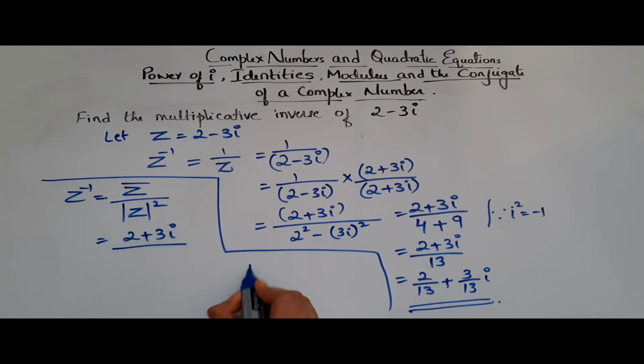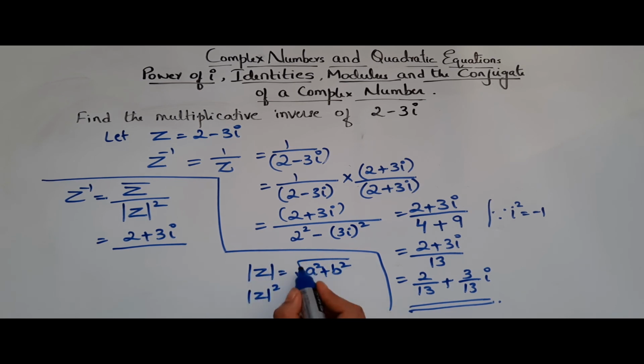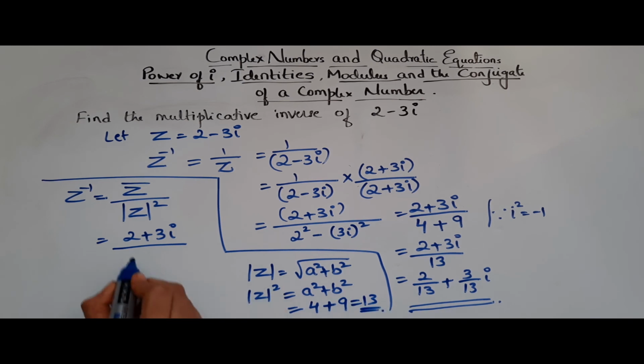square. We know mod z is equal to square root of a square plus b square. What is this square? So squaring both the sides, square root and square will get cancelled. We are left with a square plus b square, right? So what is a? A here is 2, so 2 square is 4, plus what is b square? B here is minus 3, so b square is minus of minus is plus, 3 square is 9, right? This will give you 13. So your mod z square is 13. So this you can write as, here real part is 2 by 13 plus 3 by 13i.